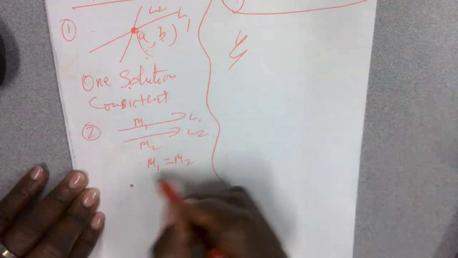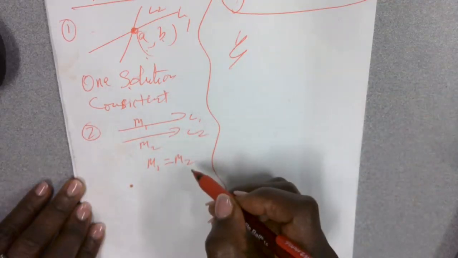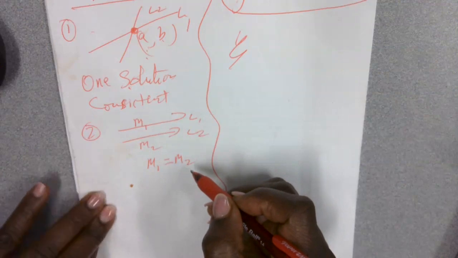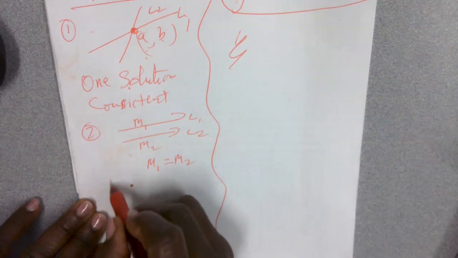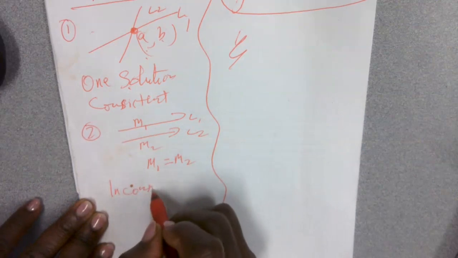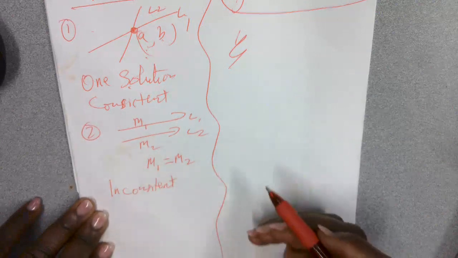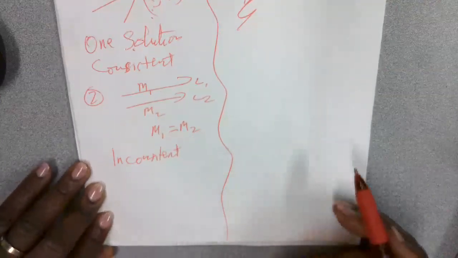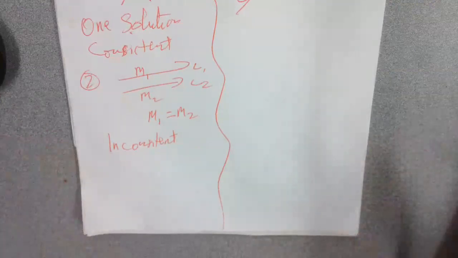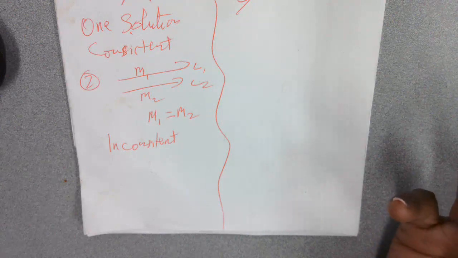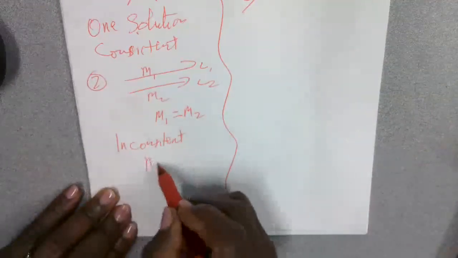If the 2 lines are parallel, which means they have equal slopes, we say that the lines are inconsistent. And so we ask, is there any solution? In other words, is there any point of intersection? Any questions? When lines are inconsistent, they are parallel. And so we say no solution.